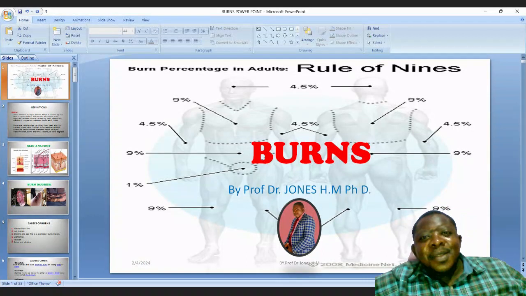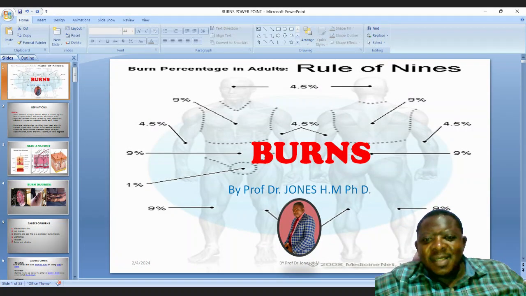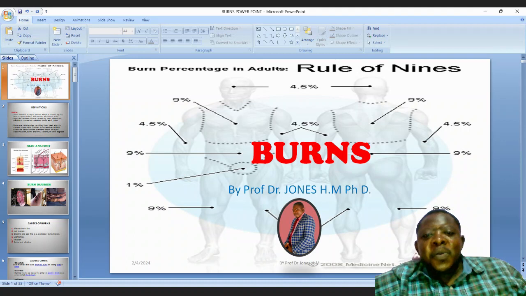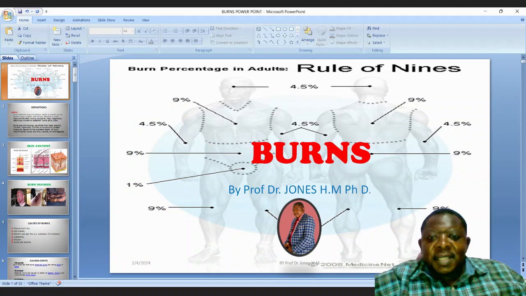Hello, hello. My name is Jones, and today we are going to look at the surgical condition known as burns. We're looking at this surgical condition that necessarily talks about burn wounds.